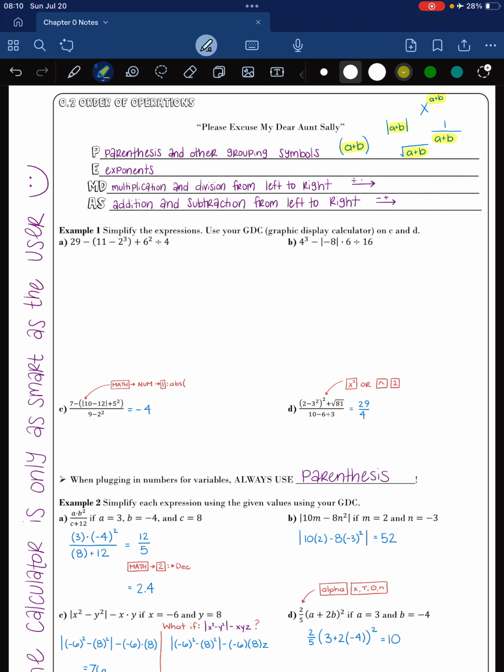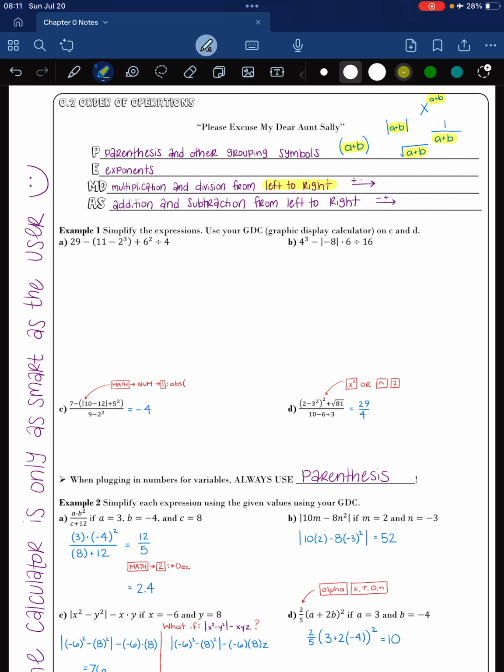Okay, E stands for exponents. We'll evaluate any of those exponents. M and D stand for multiplication and division. And again, this is just where we need to be super careful. We need to remember that multiplication and division receive the same priority. They should be done from left to right in whatever order they come. It is not do all the multiplication first, because the M comes first in PEMDAS.